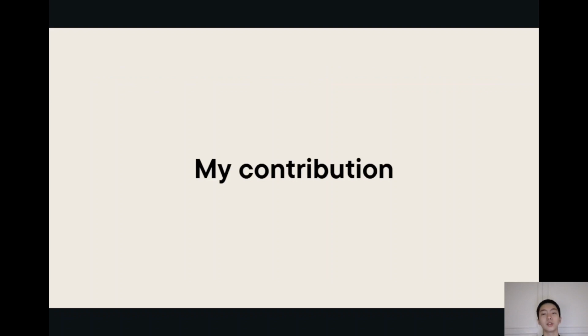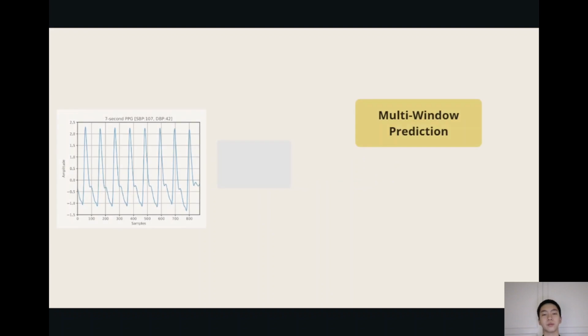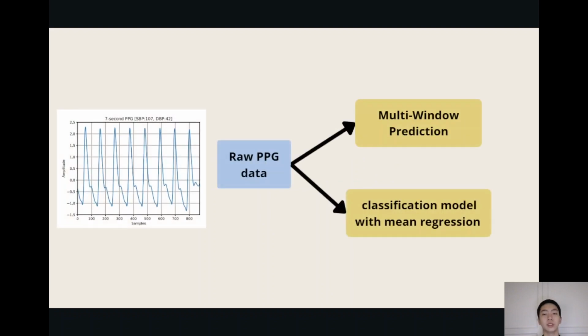My contribution to the research is to find ways to improve the accuracy of the predicted blood pressure. This work introduces two methods to improve the accuracy of the predicted blood pressure: a multi-window prediction strategy and a blood pressure interval classification model with mean regression.